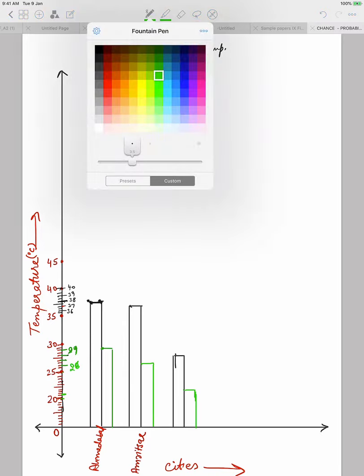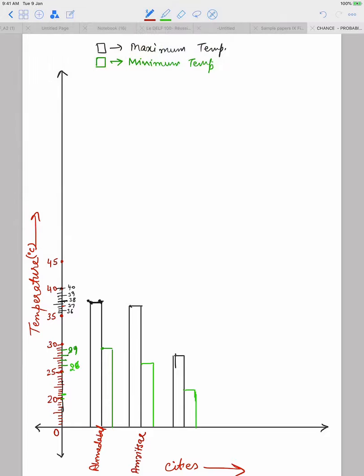Now which city are they both representing? They are representing Bangalore. If you don't want to write here, you can even write it at the top if you want. This is Bangalore. It's up to you whether you want to write it here or below. This is the temperature of Bangalore.